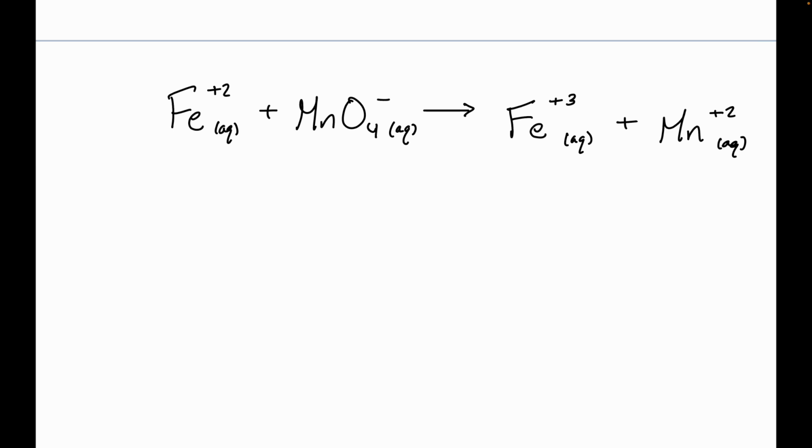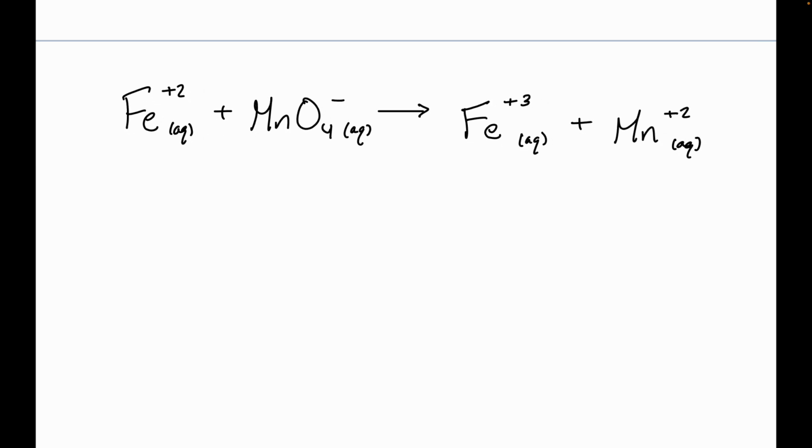All right, we have iron 2 ion reacting with what's called a permanganate ion, MnO4 with a -1 charge. This is a very common polyatomic ion. It's not one of the ones I made you memorize, but it's one that we'll see fairly frequently. This will react to create iron 3 ions and manganese 2 ions.